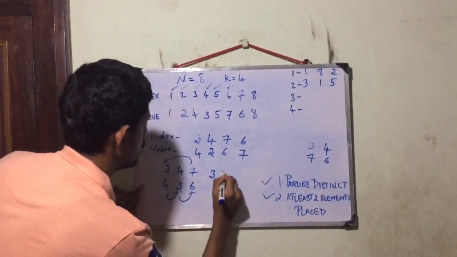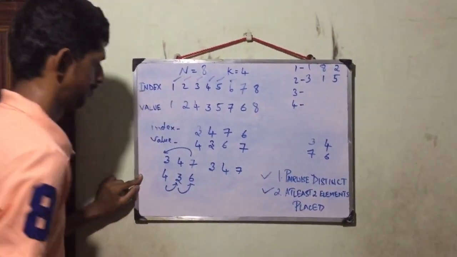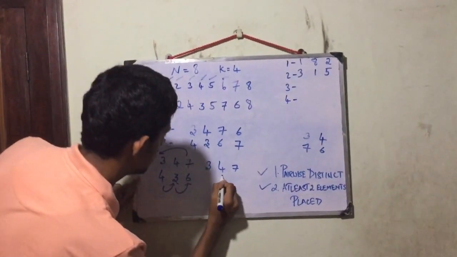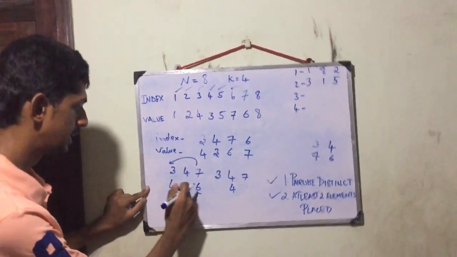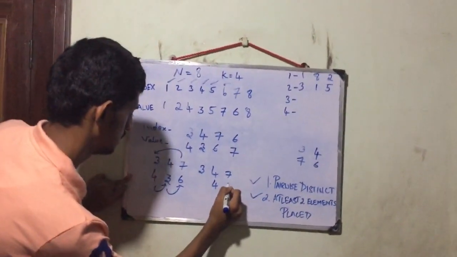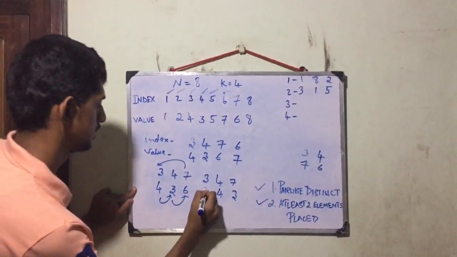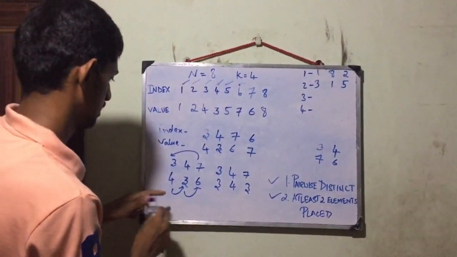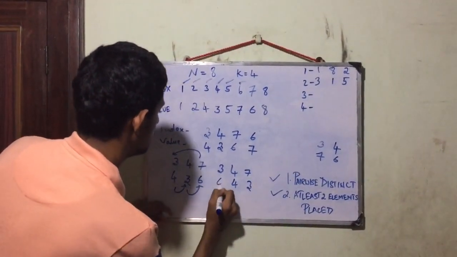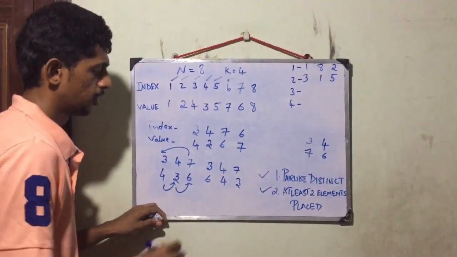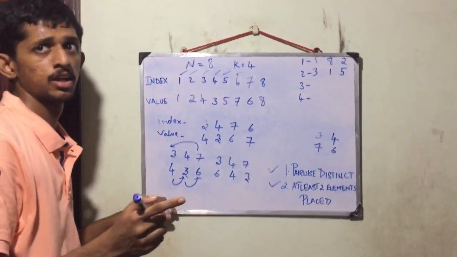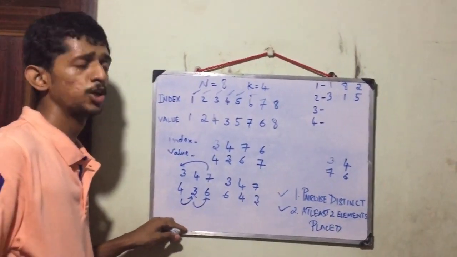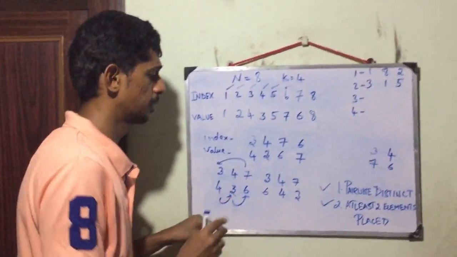So 3, 4 and 7. 4 comes to the 4th index, and then 3 comes to the 7th index, 6 goes to the 3rd index. So now you can see that only 1 element is placed. Doesn't matter. In the next step you will try to place all the 3 elements in one step.